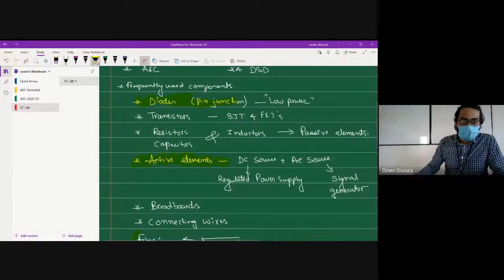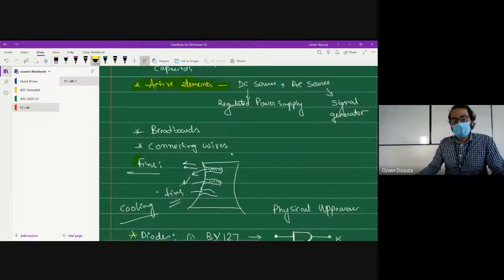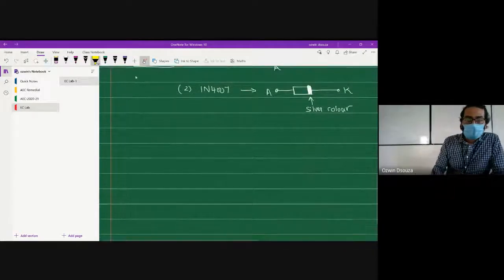So next, let us look at the transistors. Okay, transistors. First, let me draw the device symbol.